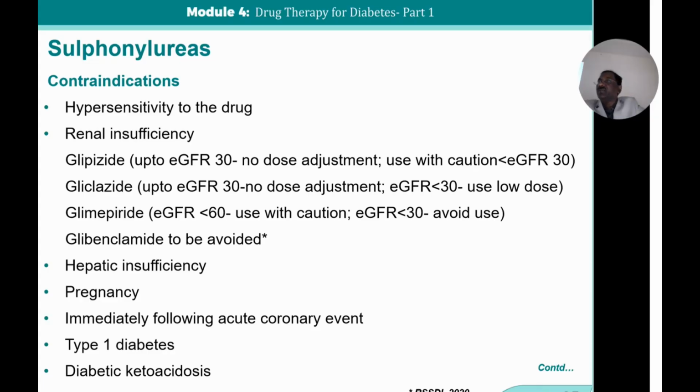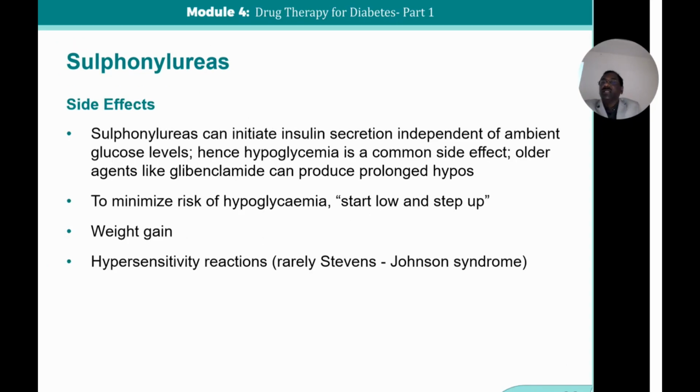So in type 1 diabetes, what drug do you prescribe? Insulin. Any OHA is contraindicated in type 1 diabetes. In diabetic ketoacidosis, all OHAs, sulfonylureas also, in any acute metabolic complication, avoid these drugs. Side effects.